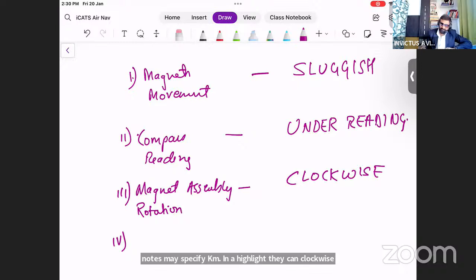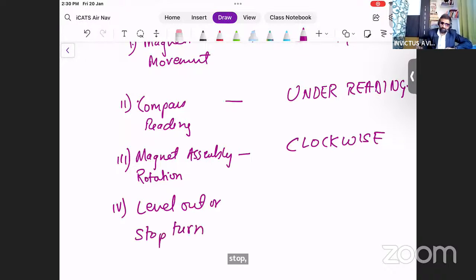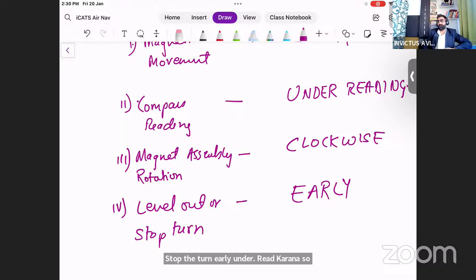The fourth point was turn, stop. Okay. Level out or stop turn. Late or early. Stop the turn early. Under read कर रहा है ना, तो early. मतलब अगर आपको 225 चाहिए और आप 225 पे लेवल आउट कर रहे हो, तो उसका मतलब वो 225 पे नहीं है. इट इज अंडर रीडिंग, सो इट माइट बी ऑन 245.